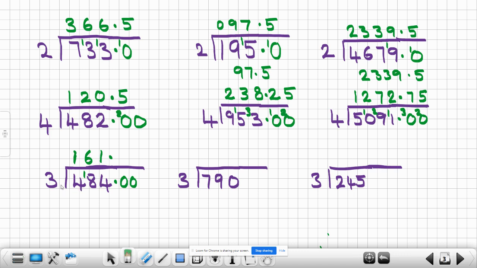And now let's think where we were. 3's into 4 goes once with a remainder of 1. So that 1 is going to go in front of that 0 to make 10. And we're going to say, how many 3's are there in 10? There are 3 3's. 3 3's are 9. We have a remainder of 1. We're going to put it in front of that 0 to make 10. How many 3's in 10? There are 3 3's. There's 1 left over, 1 remainder. We're going to need another 0 and put that 1 in front of it.